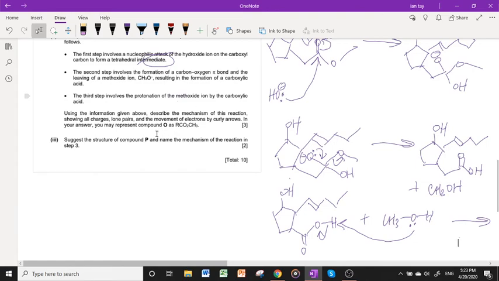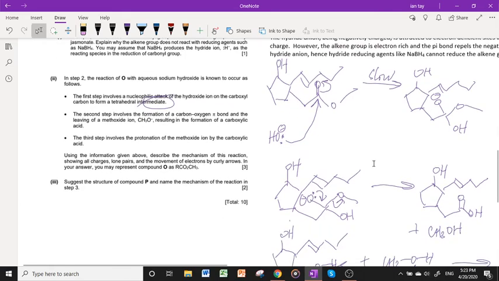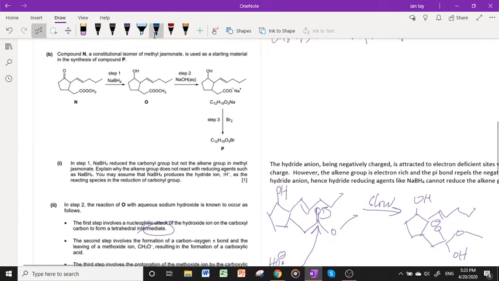And okay, I made a mistake. They say that you should represent compound O as RCO2CH3. I actually drew out the entire compound, but it's okay. Probably won't be penalized. And part 3 suggests the structure of compound P and name the mechanism of the reaction in step 3. Okay, let's take a look now at step 3.